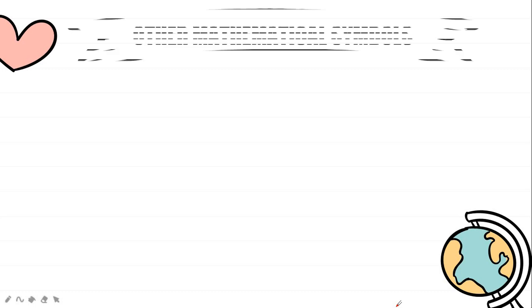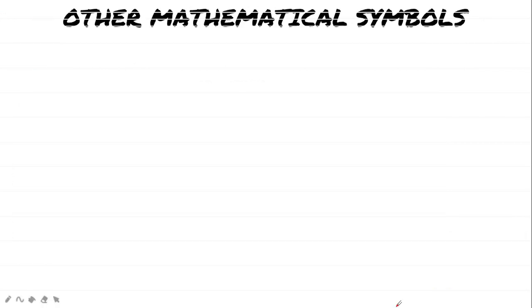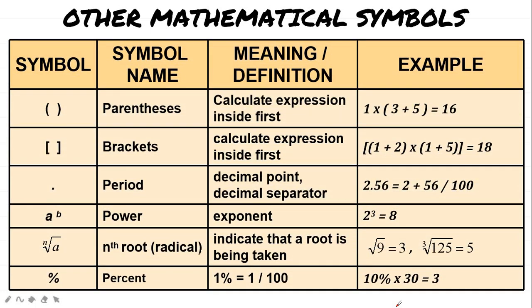Let's continue with other mathematical symbols. Other mathematical symbols include grouping symbols, which are used to indicate order of operations, exponents, and radicals, and miscellaneous symbols such as the decimal point and percent. I know that you are familiar with some of these. Parentheses: if you are familiar with PEMDAS, we usually use parentheses in evaluating integers. For this example, calculate the expressions inside the parentheses first. So we first evaluate 3 plus 5 and then multiply it by 1, and then it will be equal to 16.